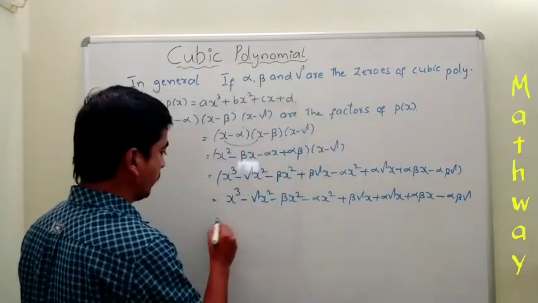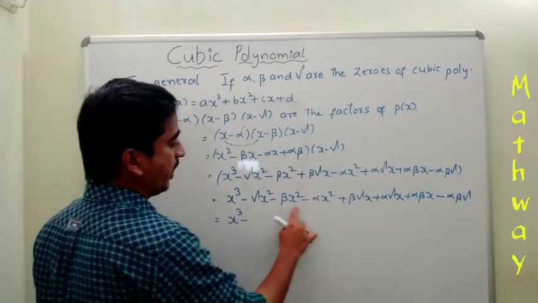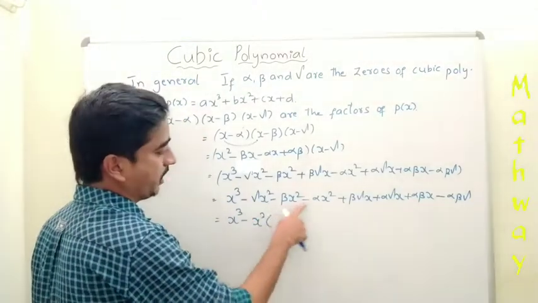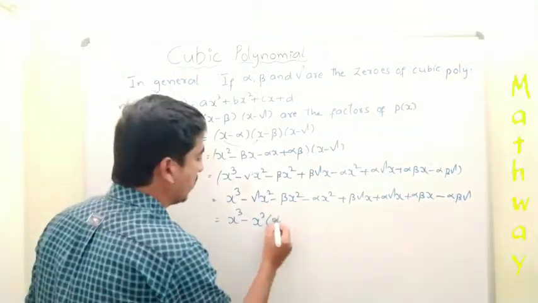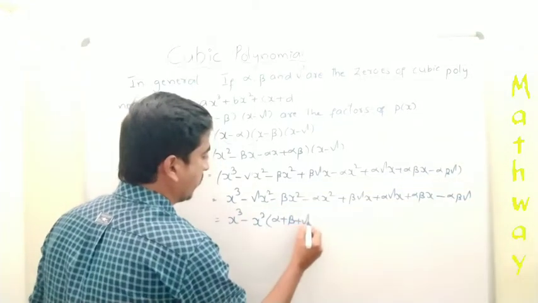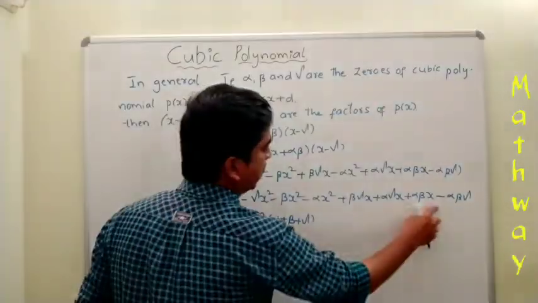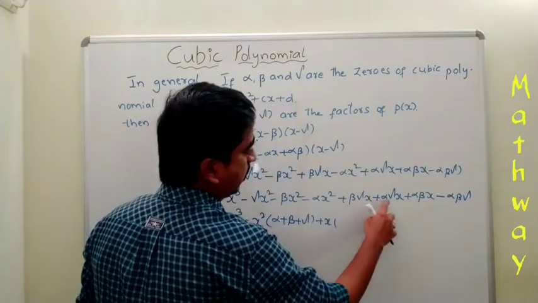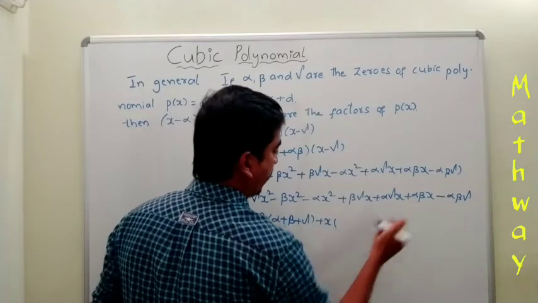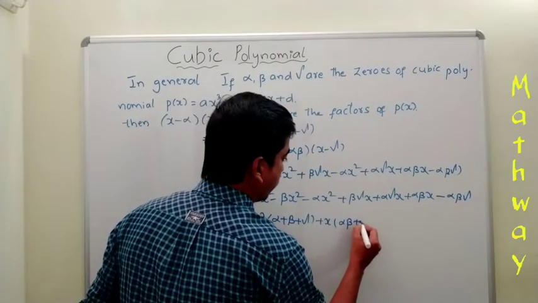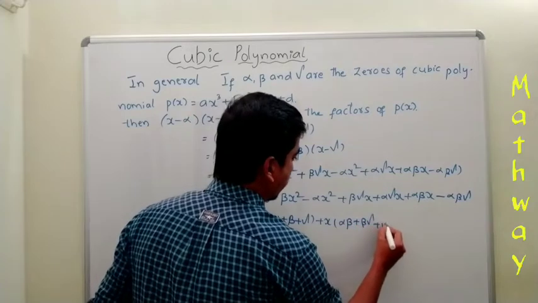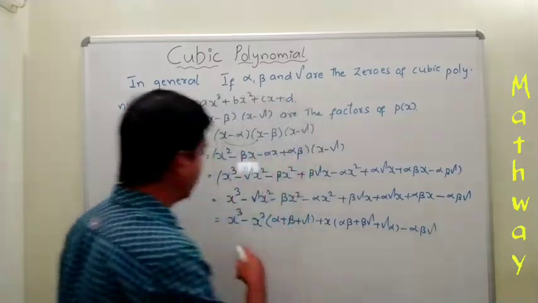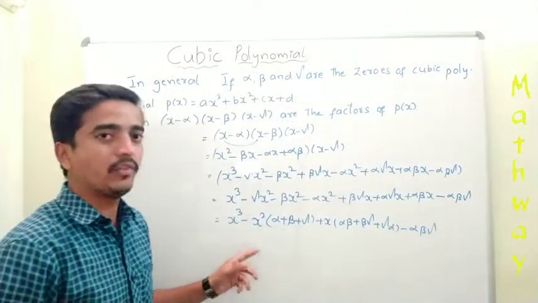So from this it is x cube. So here we can take x square as common. So minus x square is common. Then here gamma, beta, alpha left. So I am writing as alpha plus beta plus gamma. From these three terms we can take x as common. Then we get beta gamma, alpha gamma, and alpha beta. I am writing in the order wise, alpha beta plus beta gamma plus gamma alpha, minus alpha beta gamma. So this is the form to find the cubic polynomial when the zeros are given.